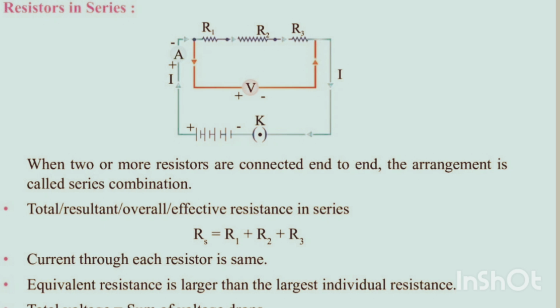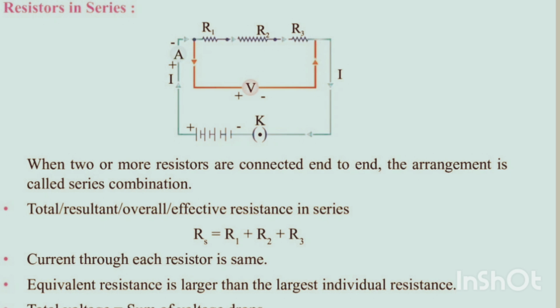So the current through each resistor is the same. That is, the current flowing through each resistor, R1, R2 and R3, is the same. See here, the individual resistance is smaller when compared to the equivalent resistance. That is, the equivalent resistance is always larger than the largest individual resistance. Okay, this is about resistors in series.